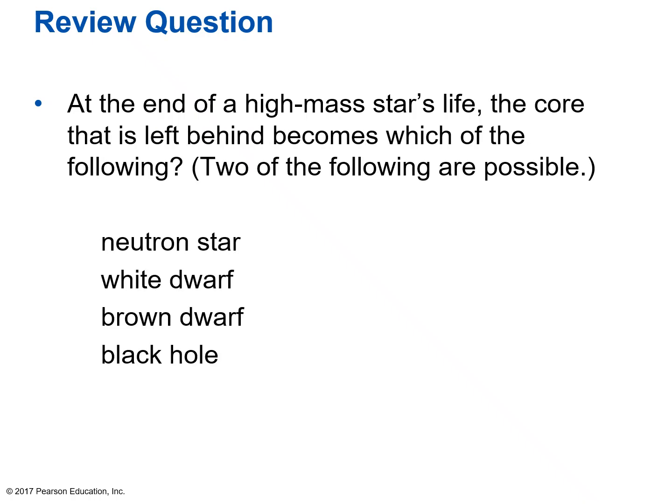Next question. At the end of a high mass star's life, the core that is left behind becomes which of the following? There are 2 of the following that are possible. And what does it become? Let's immediately eliminate brown dwarf. Brown dwarf is not the end stage of any star. Remember from Chapter 16, brown dwarf is something that almost became a star, but it wasn't massive enough, didn't get hot enough. And we can eliminate white dwarf because that's what happens at the end of a low mass star. So the answers are neutron star and black hole.